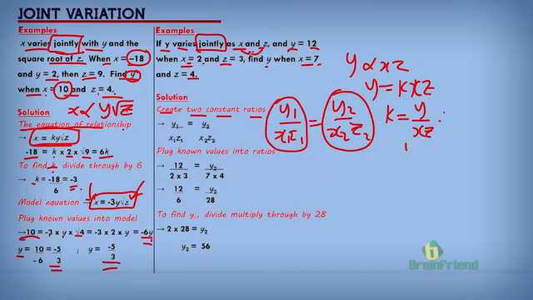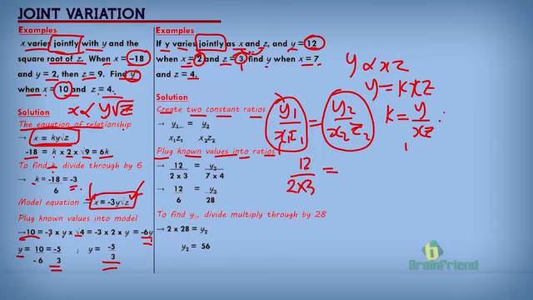So what do we do? We simply plug in all our known values at once so that we can find the unknown. So we know what y1 is. y1 was given to us as 12. We know what x1 is. x1 was given to us as 2. We know what z1 is. It was given to us as 3. Those are the first set of ratios. So we simply quickly put in that as 12 all over 2 times 3.